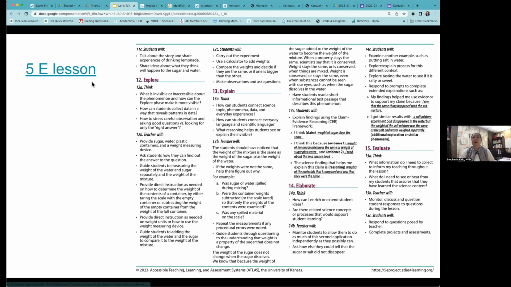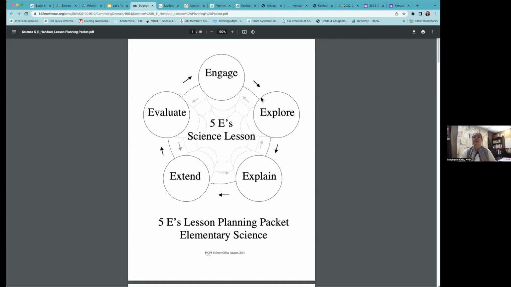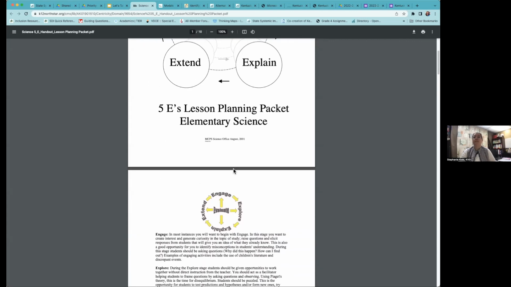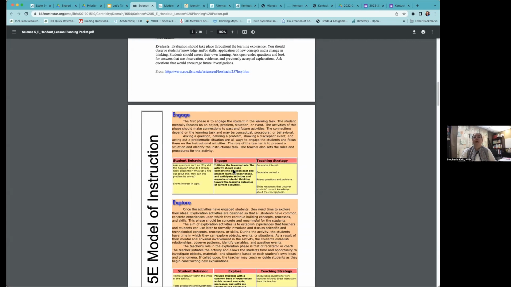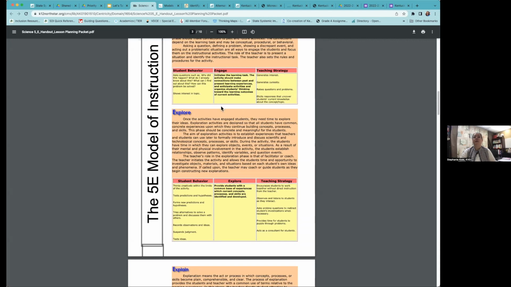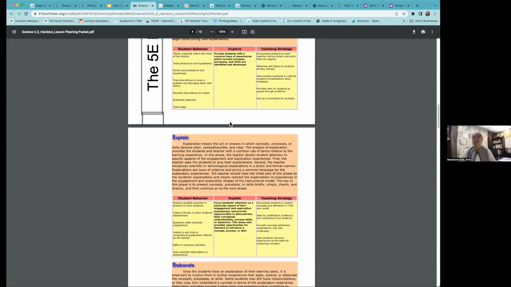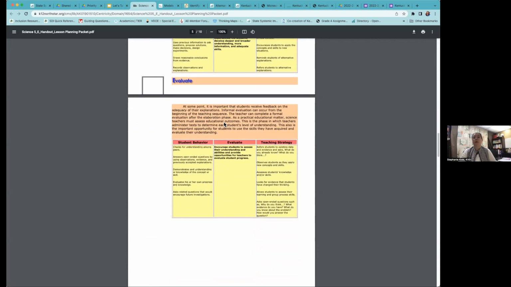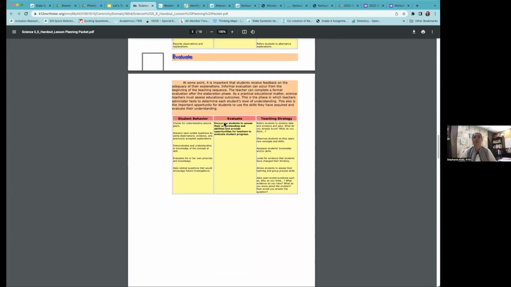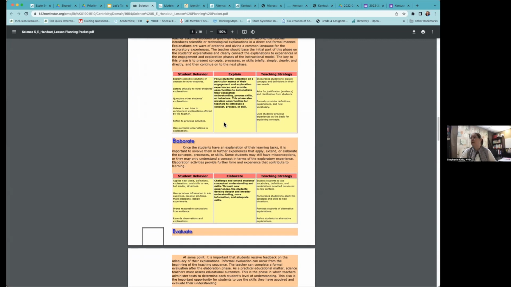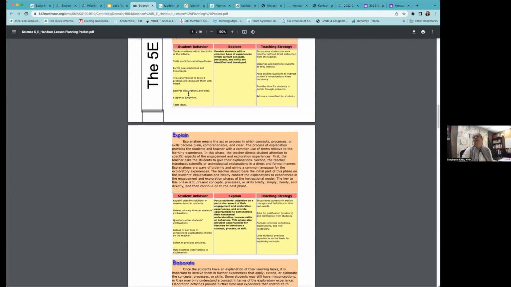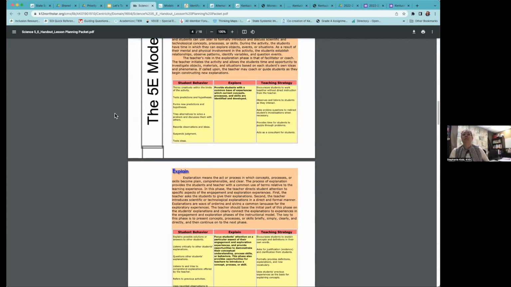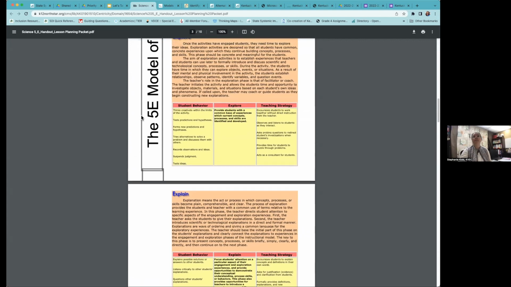So places you can find more about 5E lessons, I've got linked right here. So these are the parts of a 5E lesson. And they've got some different ones down here that you can actually use and go through. It's a really great way to write a science lesson. And talk about getting all your parts involved. For Bloom's taxonomy, everything, it's right here.